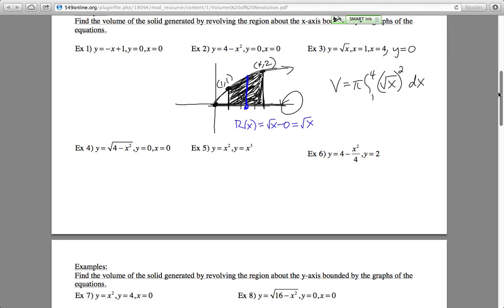Now this one would actually be very easy to do by hand. You could just call that x, because the square root of x squared is x. On my setup on free response, I probably wouldn't.